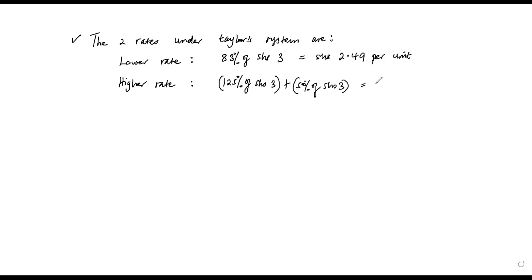This gives us shillings 5.25 per unit. So those are the two different rates which we have: the lower rate for those who are inefficient and unskilled, then the higher rate for those who are efficient and skilled. All right, since we have these two rates, now we need to find out who is efficient and who is inefficient.